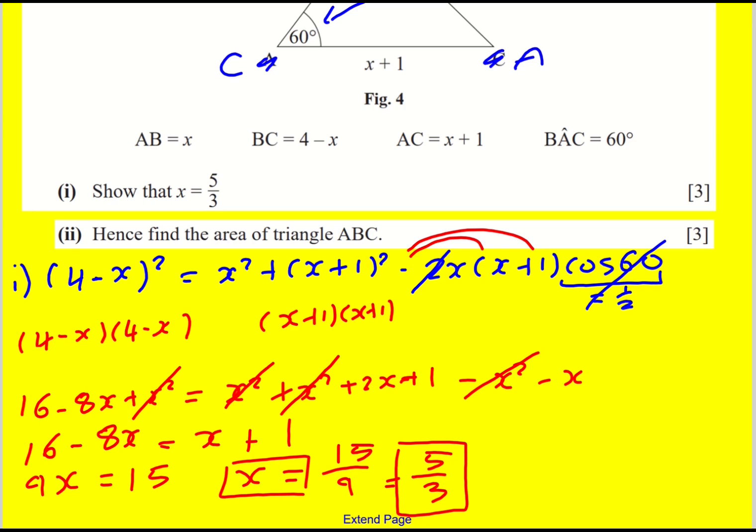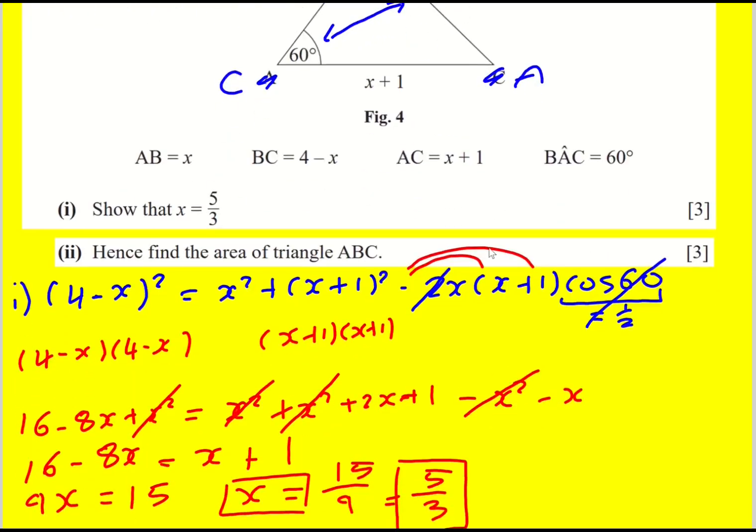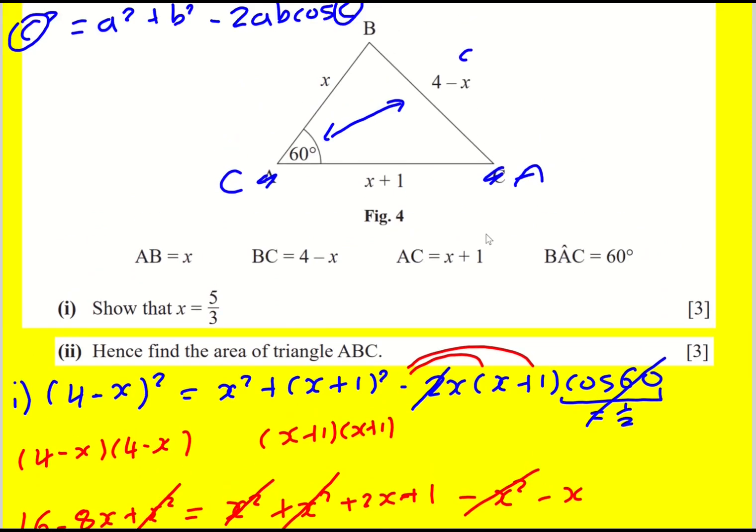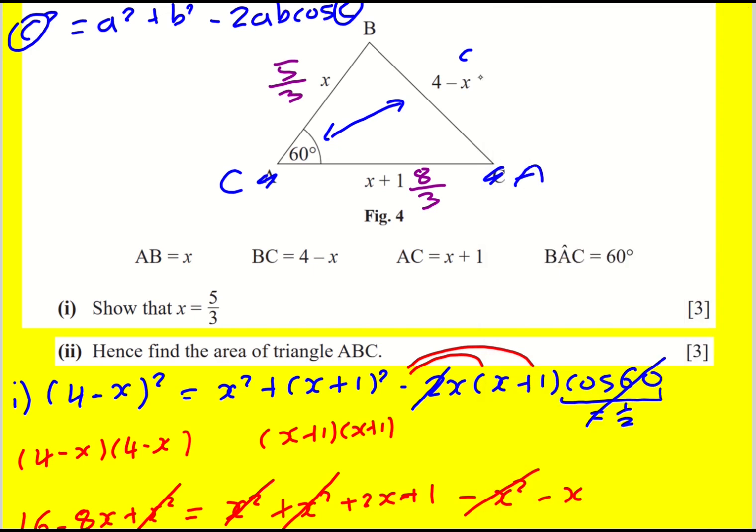Hence, find the area of triangle ABC. So now that we've got 5 over 3, we can substitute in for it. I'll put 5 over 3 here. This is going to be 5 over 3 plus 1, which is actually going to be 8 over 3. And then 4 minus 5 over 3. Work out what that is. 7 over 3. Don't necessarily need all of these, but I thought I'd figure them out.